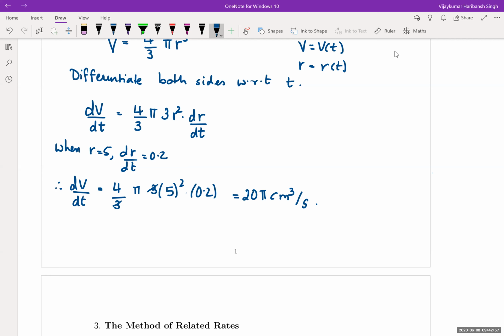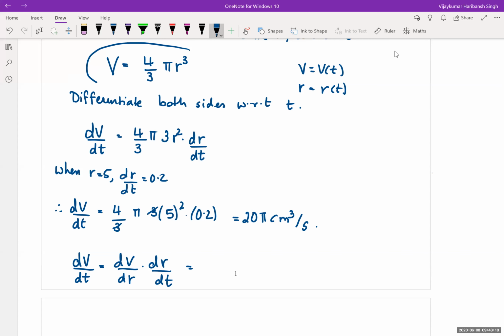So note that here we are employing the following. We want to find out dv by dt. So dv by dt is the same as dv by dr times dr by dt. So dv by dr is what? Your v is 4 by 3 pi r cube. So derivative of that with respect to r is going to be 4 by 3 pi times 3r square, and dr by dt, there's no expression of r in terms of t, so we'll just write dr by dt. Yeah, so this is what has happened here.